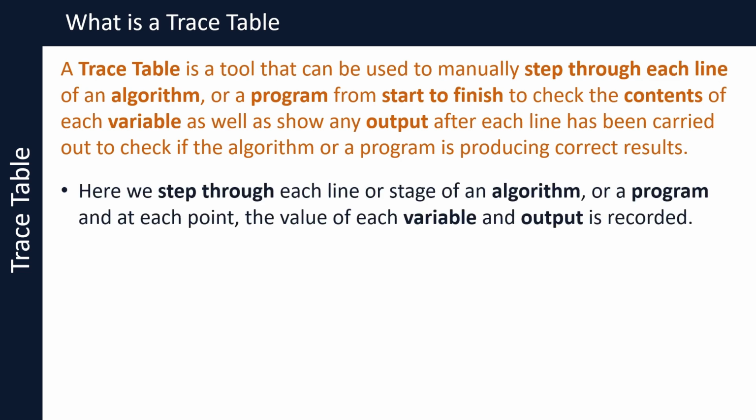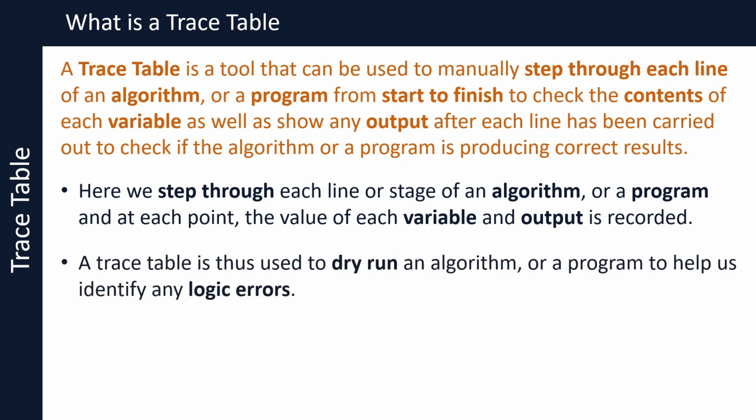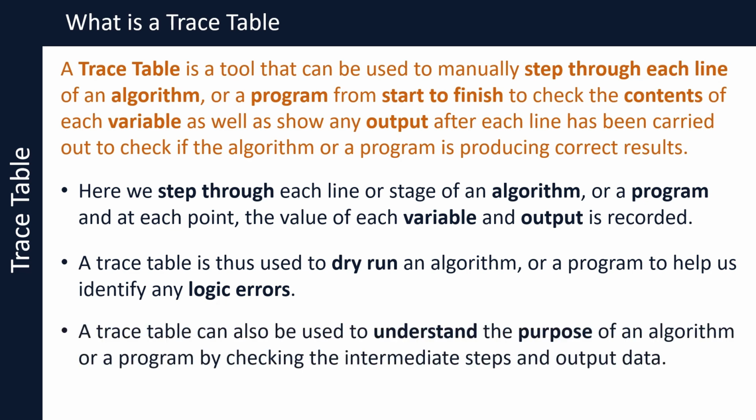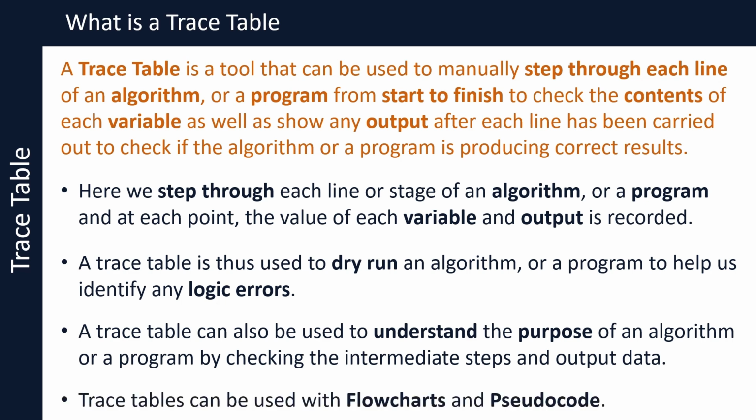Here, we step through each line of an algorithm or a program, and at each point, the value of each variable and any output is recorded. A trace table is thus used to dry run an algorithm or a program to help us identify any logic errors. A trace table can also be used to understand the purpose of an algorithm or a program by checking the intermediate steps and output data. Since computer algorithms could also be expressed using flowcharts and pseudocode, trace tables can be used with these as well.